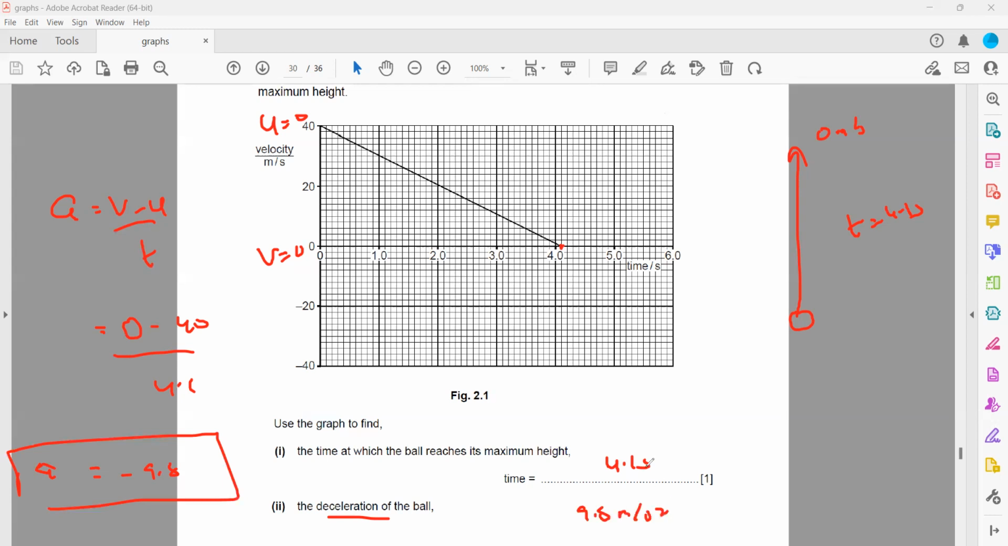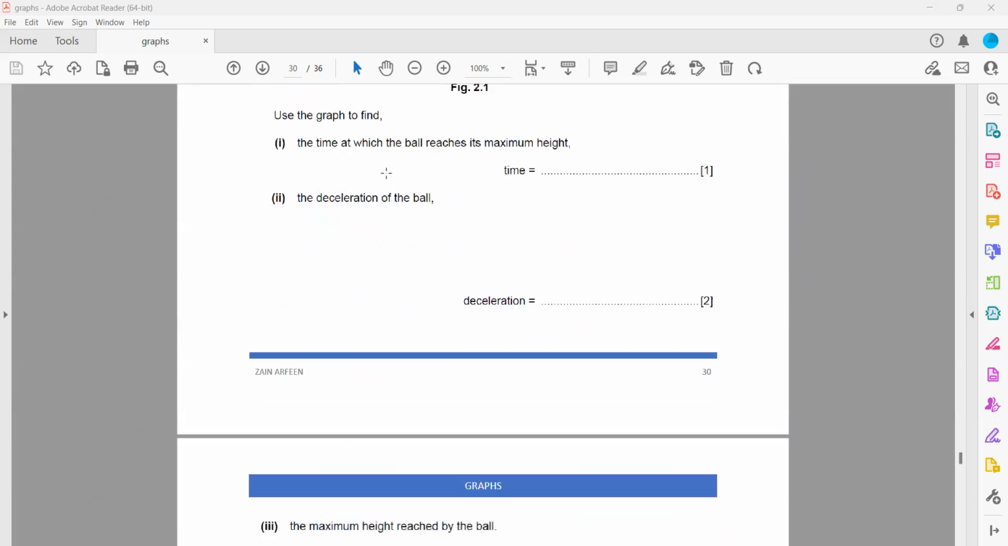Because they already mentioned it's a deceleration, mentioning a negative sign is not important. Just the magnitude is important. The negative sign shows that it is decelerating, a negative acceleration, which also means deceleration.